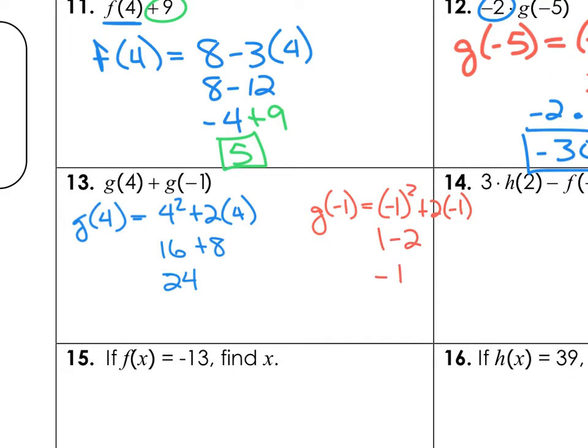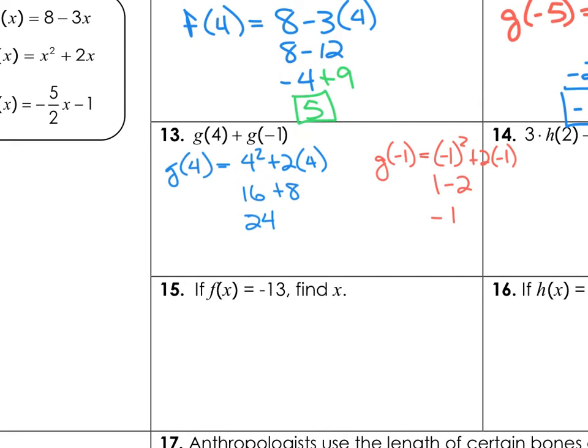So basically now what we're doing is we're going to combine these two, because it said it was plus in the middle. So it's 24 plus negative 1, which ends up being 23. So your final answer, almost ran out of room, is a positive 23. Okay? All right, let's take a look at question 14. Question 14.